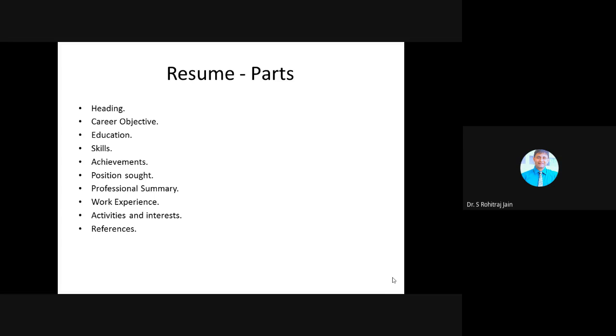Then education, which includes the name and location of the college or the university, institute affiliated, attended, and the degrees or the certificates received. The candidates can even mention the grade point averages or class or division if it is on the higher side. Very important, okay?